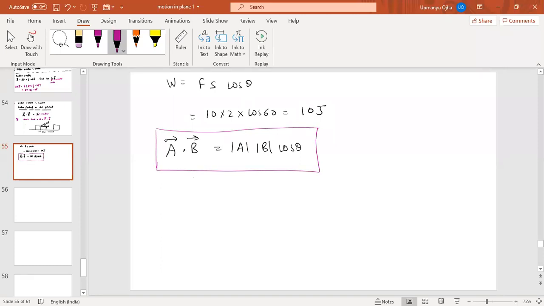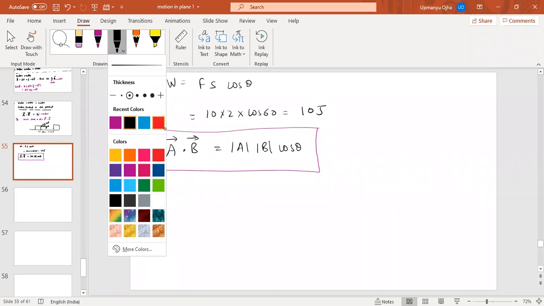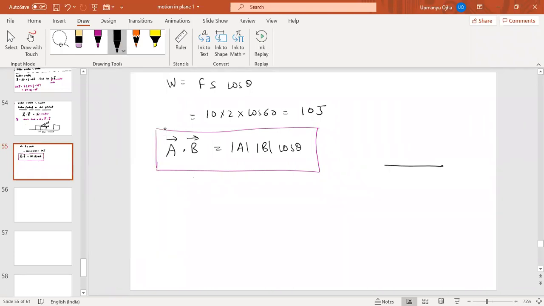Now what is theta here? Theta is the angle between the a and b vectors. If you take this as the a vector and this as the b vector, the angle between them is theta. So theta is the angle between a vector and b vector. That is the value of a dot b.